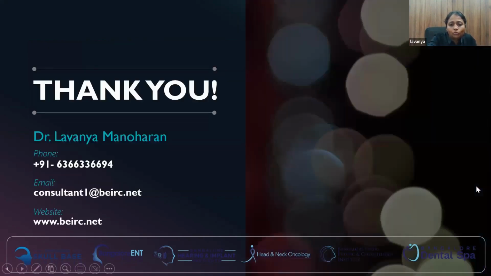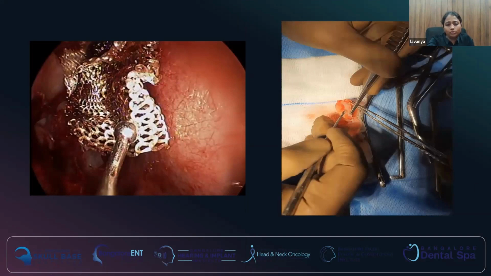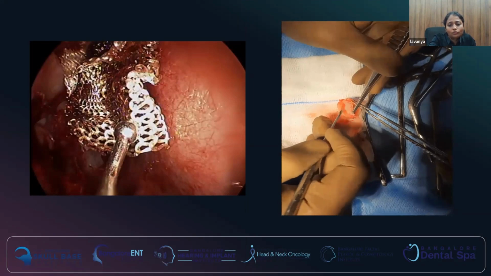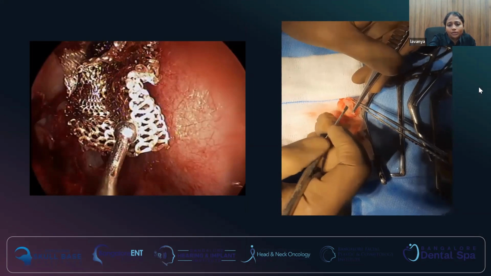Okay, so this was how we do CSF rhinorrhea repair. So the approaches and the plan for grafting will differ from patient to patient. So this was one of the latest cases that was done in Bangalore Head and Neck Sciences. So I hope we covered some of the basics and the procedure in detail of CSF rhinorrhea repair. Thank you.